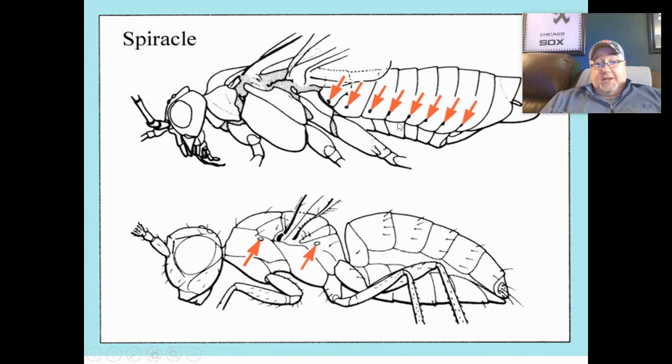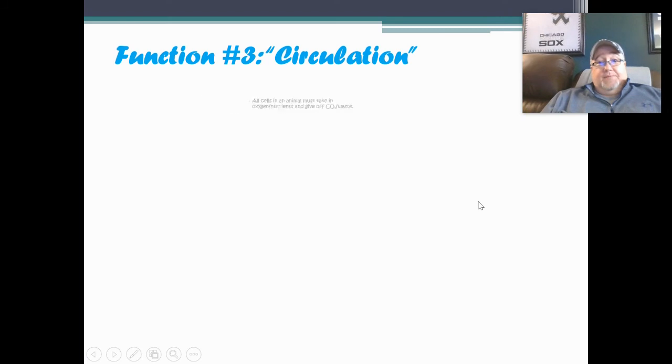These are spiracles in insects. You'll notice here that there are these structures on the sides of the insect, and this is where they take in oxygen and give off CO2. So it's a little bit different from other animals, but they have to do that.